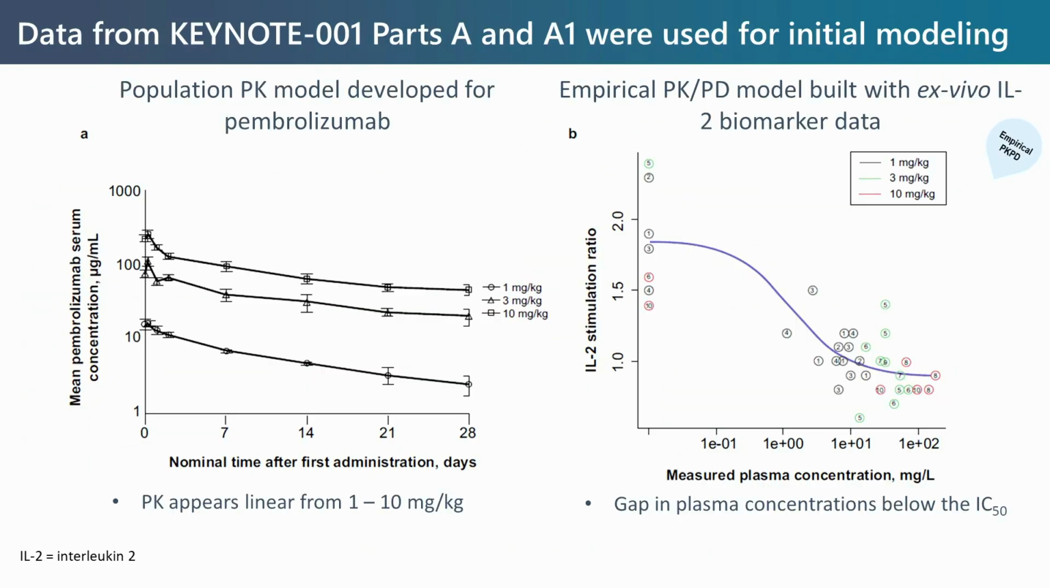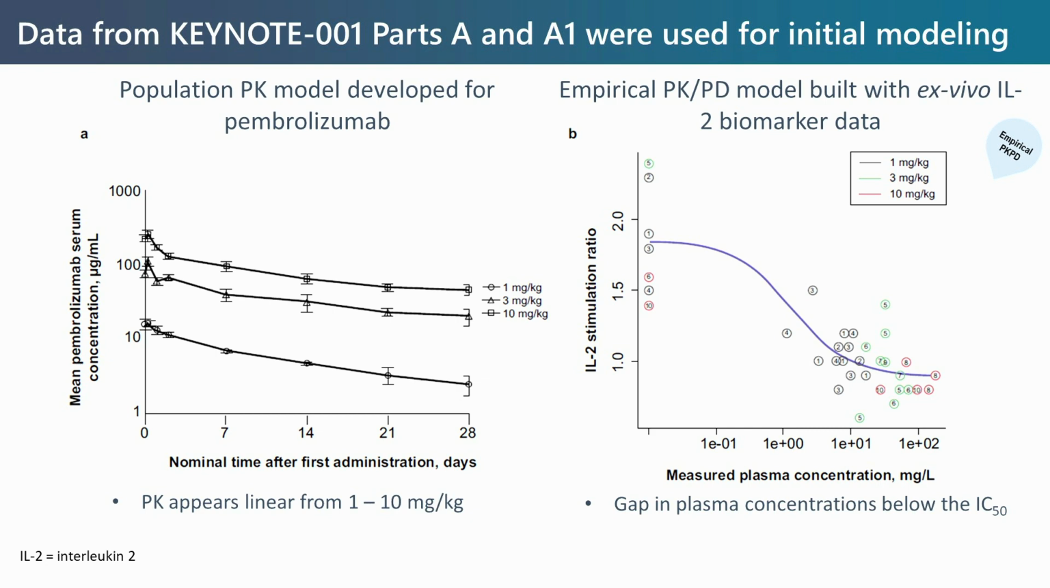The Keynote-001 study consisted of multiple parts. Initial modeling was based on data collected in parts A and A1, which tested doses ranging from 1 to 10 milligrams per kilogram pembrolizumab in a small number of subjects. Pembrolizumab was administered on day 1 and day 28, which means the first 2 doses were separated by a gap of 4 weeks and every 2 weeks thereafter.